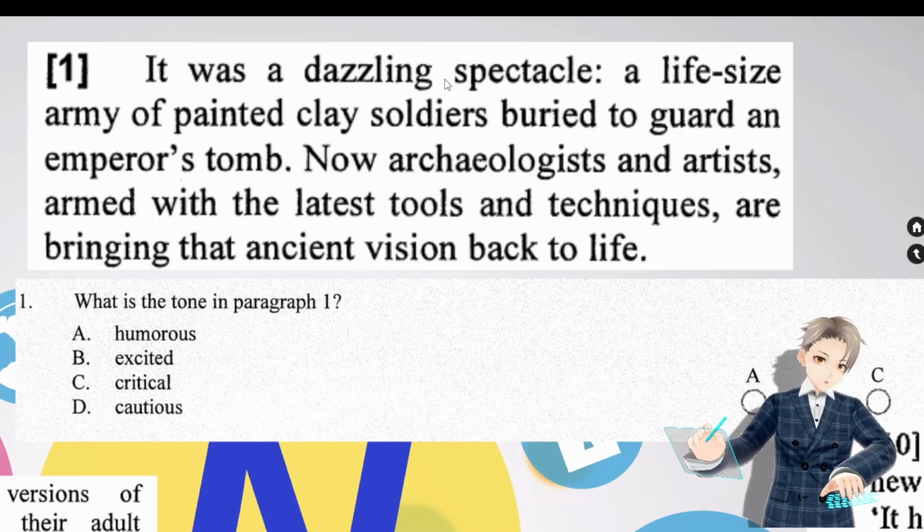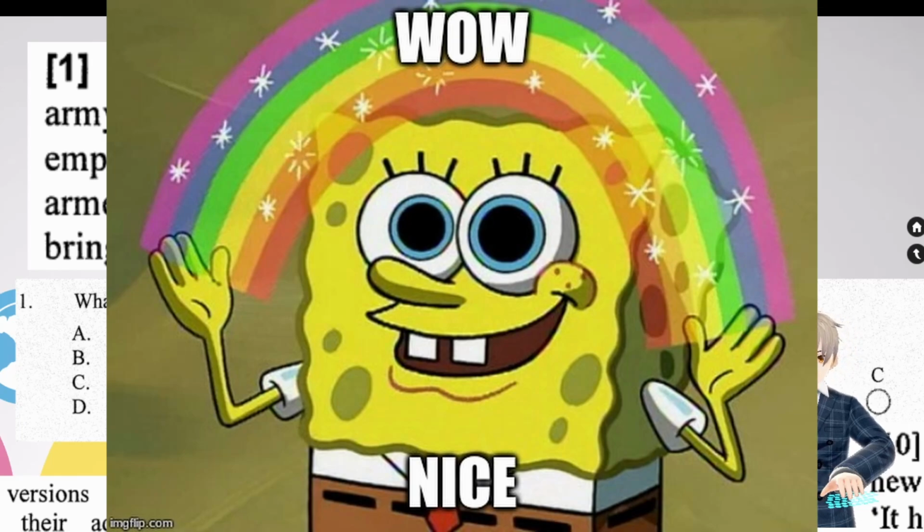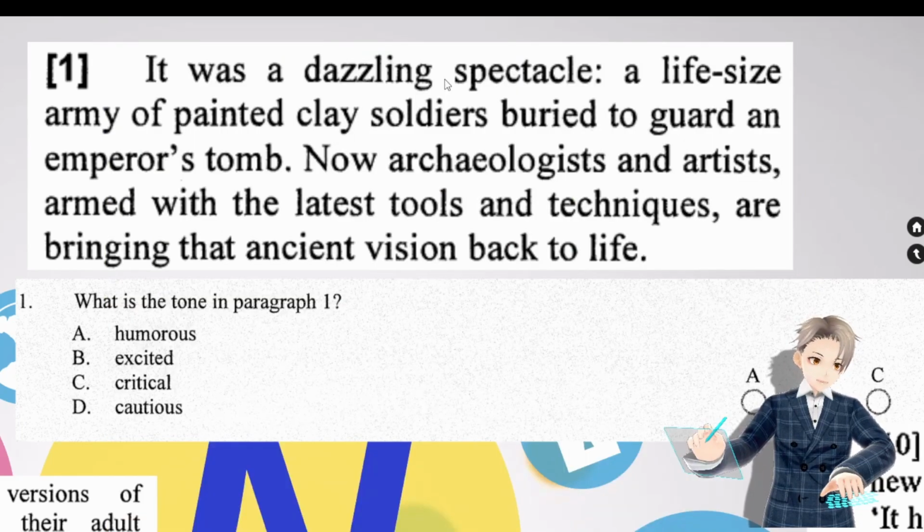So the first thing we want to do is, so dazzling, right? Dazzling spectacle. What does dazzling mean? Dazzling basically means something beautiful or impressive. And what about spectacle? Well, spectacle is something that is probably entertaining, like an entertaining display or show. And now that we have these 2 keywords identified, we can kind of eliminate some of the more obvious choices that won't be right for this context. So, for example, critical and cautious, these don't seem to go well with an impressive display.